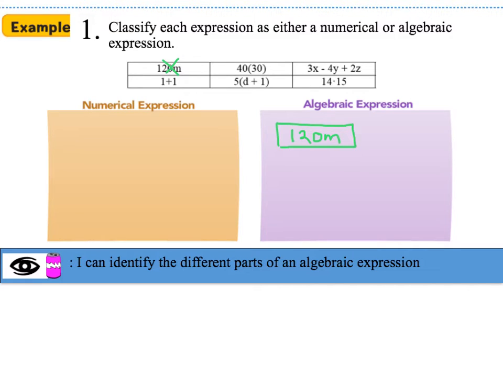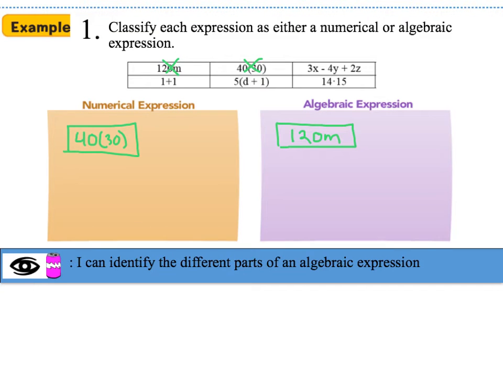Now I'm going to look at the second tile, which says 40 times 30. There's no variable in there, so I know that this is a numerical expression. So I'm going to write 40 times 30 in the numerical expression box. The next one I'm going to look at is the tile that says 3x minus 4y plus 2z.